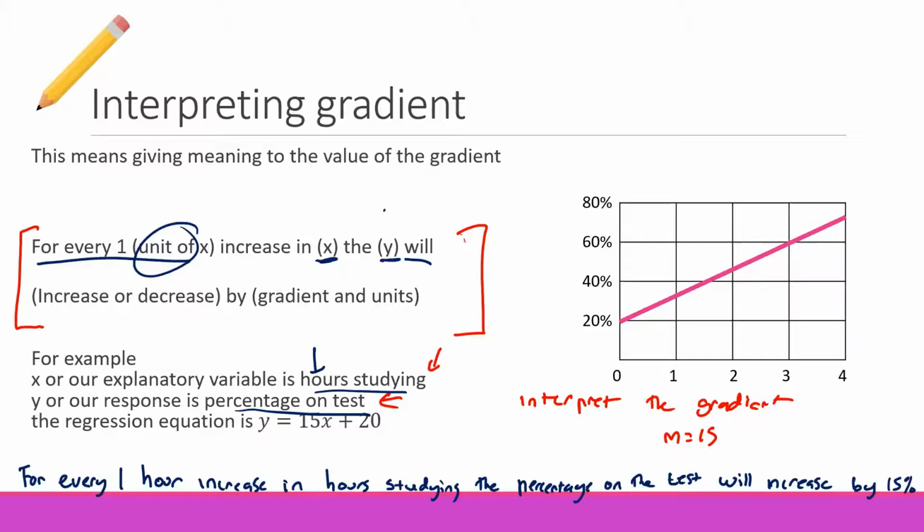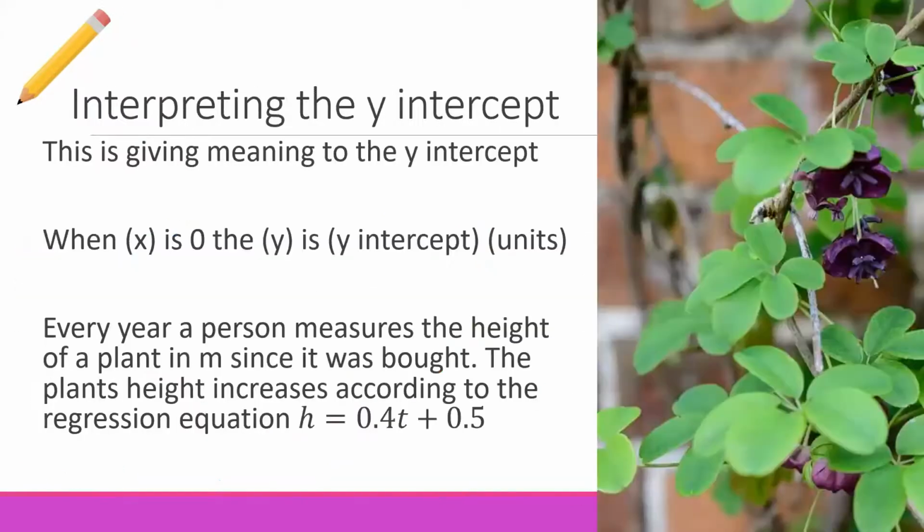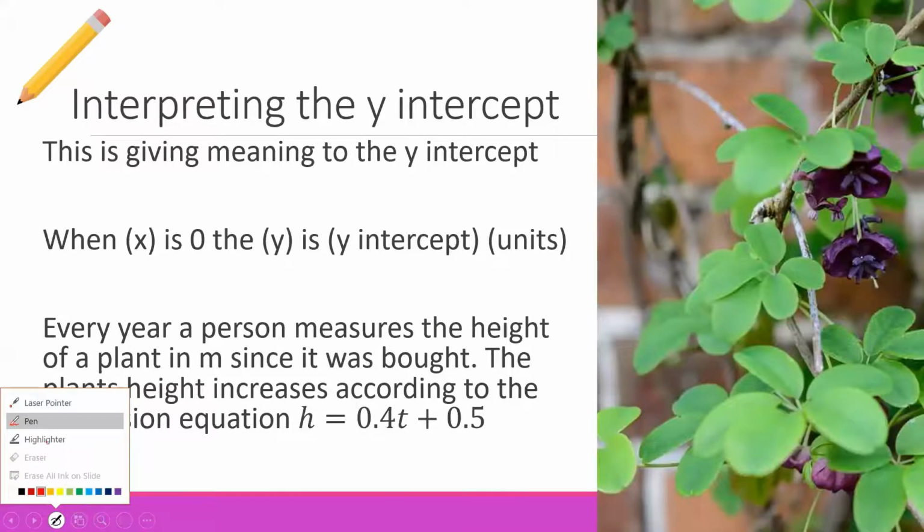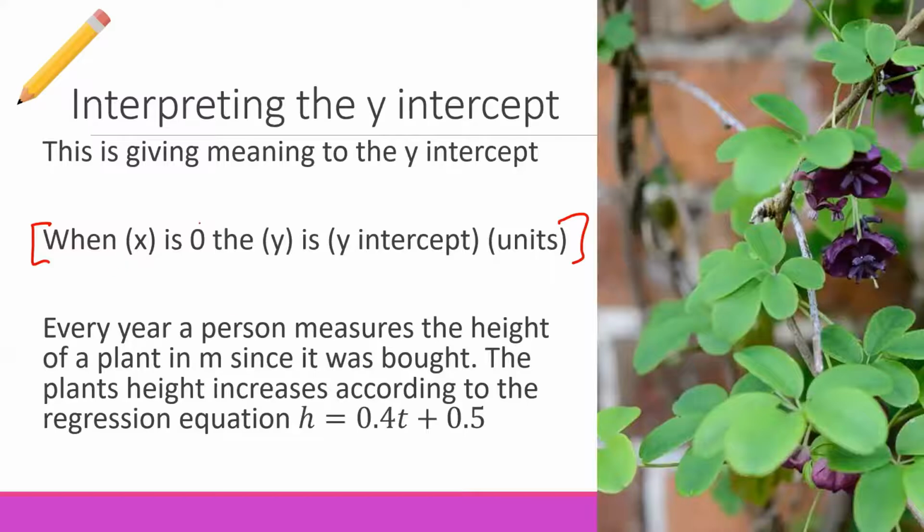Now that's the gradient. We all know with an equation, there is always a gradient and a y-intercept. So what does the y-intercept mean when we talk about interpreting things? Let's take a look at the y-intercept. Interpreting the y-intercept is giving meaning to the y-intercept. My cookie cutter phrase that I always suggest people use is this one here. Whenever the X variable is 0, the Y is the y-intercept units.